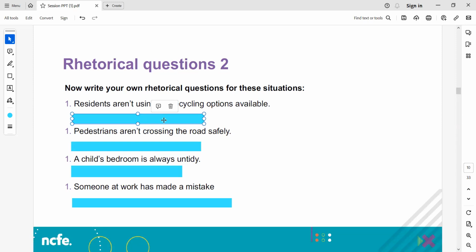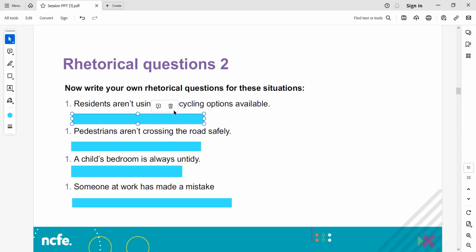Using the recycle option. Pardon? The residents are not using the recycling option available. So that's the situation, but we want a rhetorical question to get the residents' attention so that they read, for example, a leaflet about recycling.